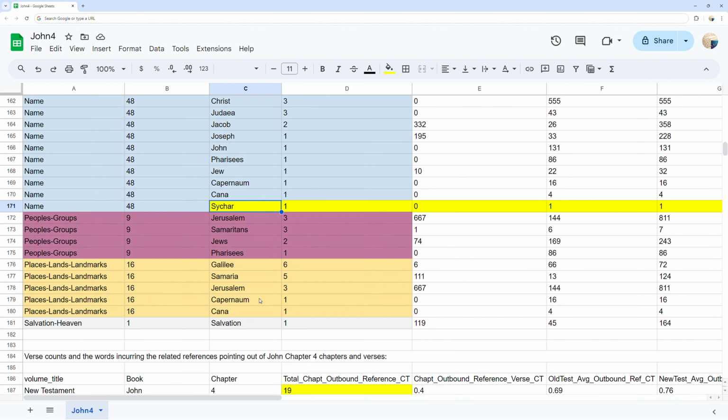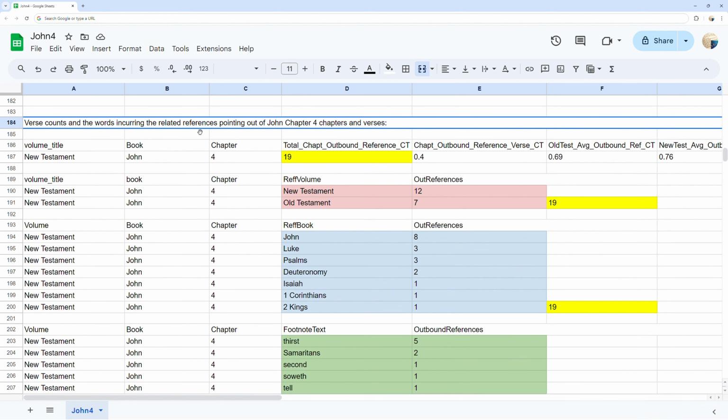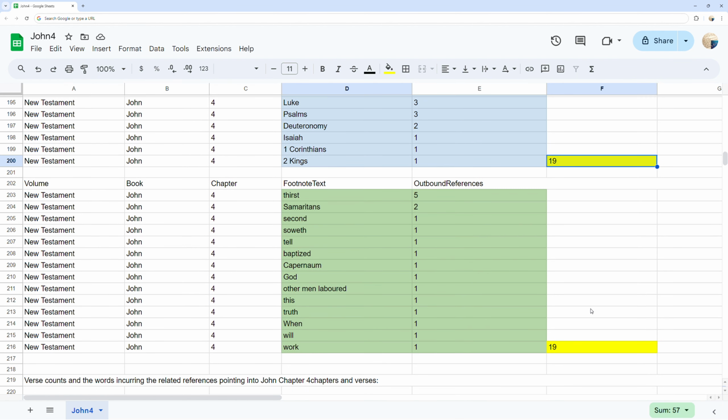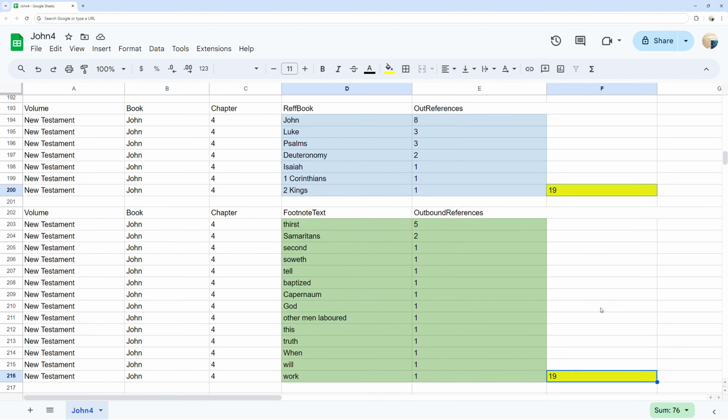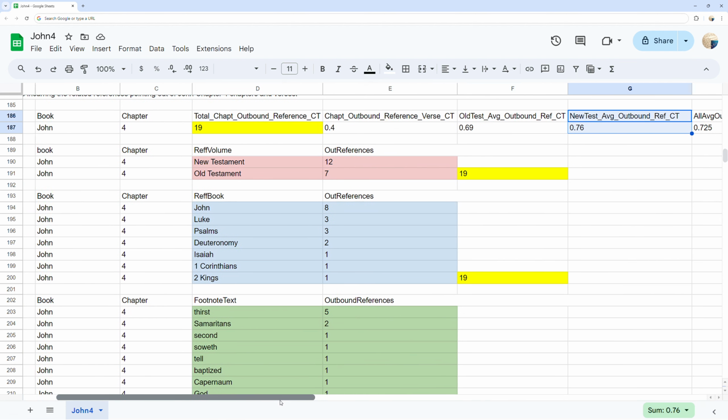Verse counts and the words incurring the related references pointing out of John chapter 4 chapters and verses. You can see in yellow the total outbound references pointing out of John chapter 4 at 19 references, as well as the counts per each verse in John chapter 4 and the average outbound reference per verse at 0.4 per verse, and see the per verse rates for the Old Testament, New Testament, and both to the right for comparison.